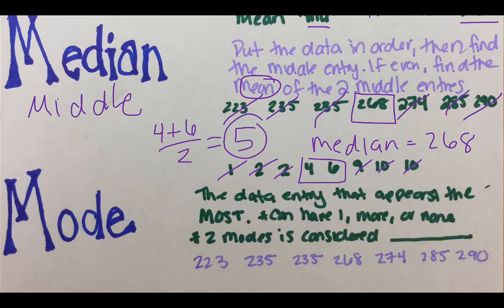So if they're odd, you're always going to have a single value in the center. So your median will be one of your values. If it's even, you're going to find the average of the 2 numbers in the middle.